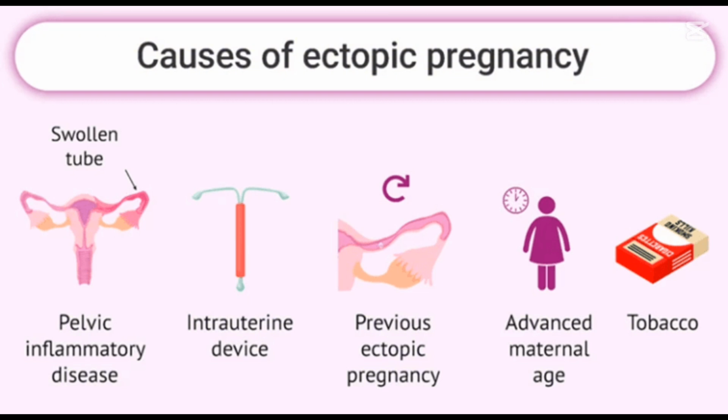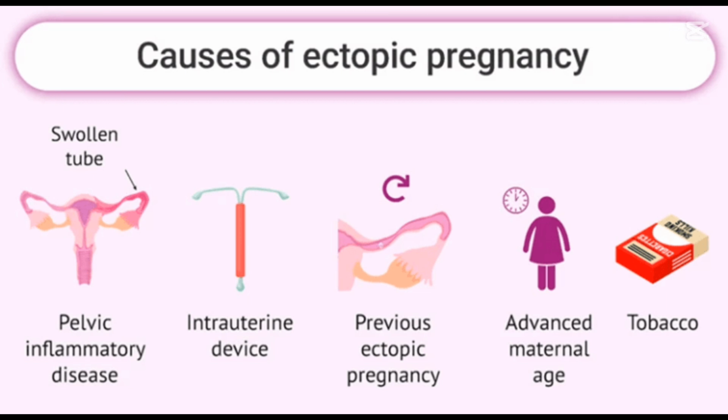We can also have IUD use, intrauterine device insertions, causing an ectopic pregnancy. We can also have assisted reproductive techniques such as in vitro fertilization, which may increase the risk of improper implantation. We also have smoking, which can reduce fallopian tube motility and will increase the risk of implantation in the tube.